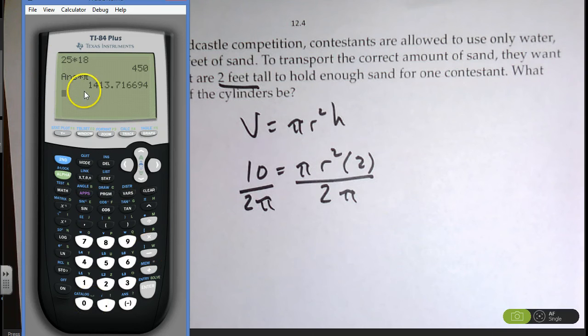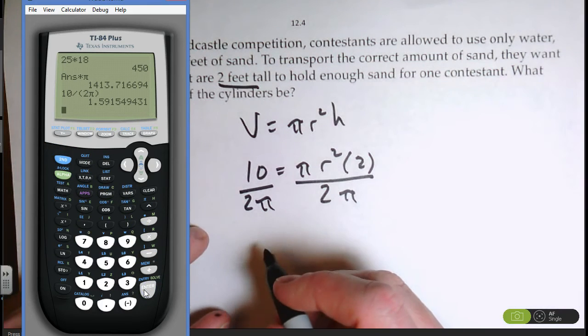Oh. Turn off number lock? No. Divided by. Oh, that's how you get it. Okay, never mind. 10 divided by. Didn't realize it's command 4. 2 pi. And enter. And that gives us 1.59 something.